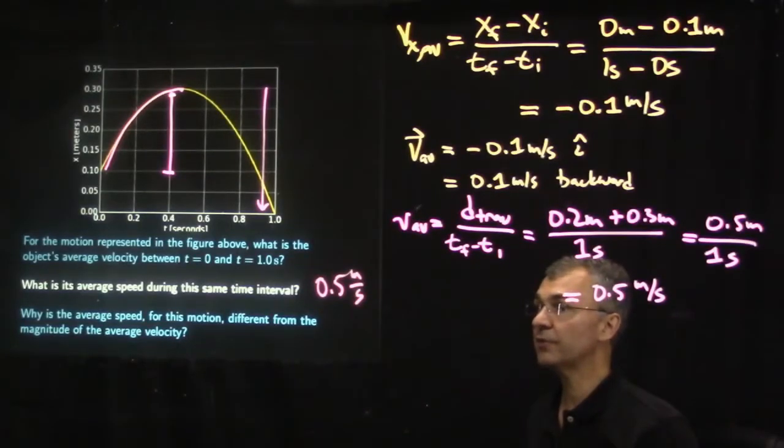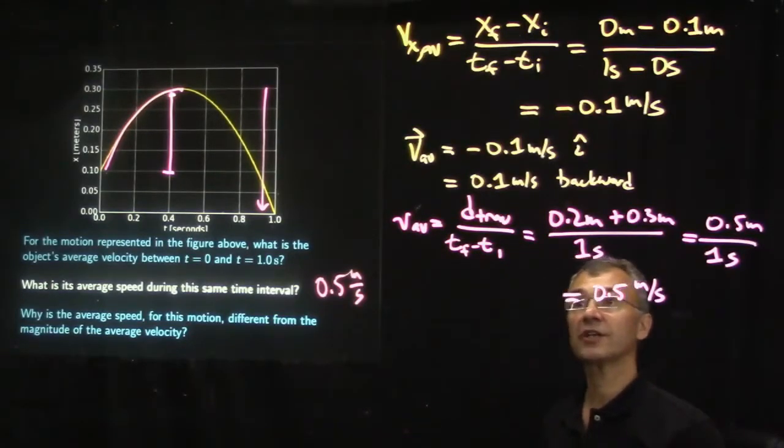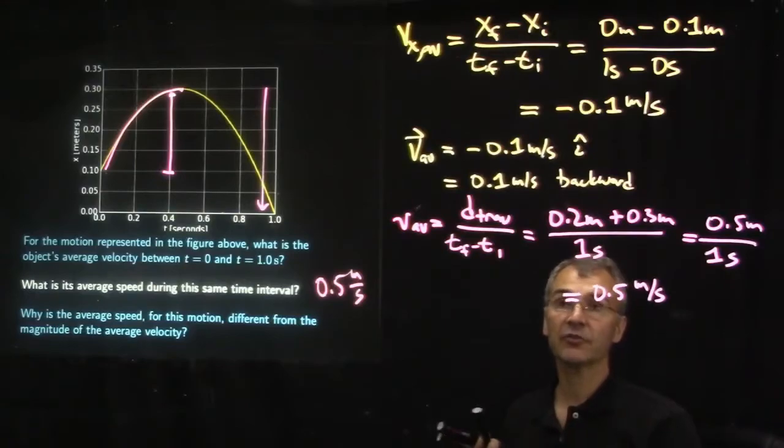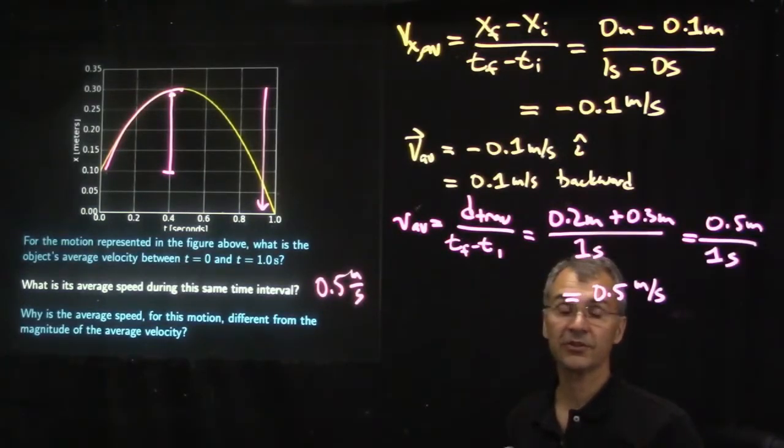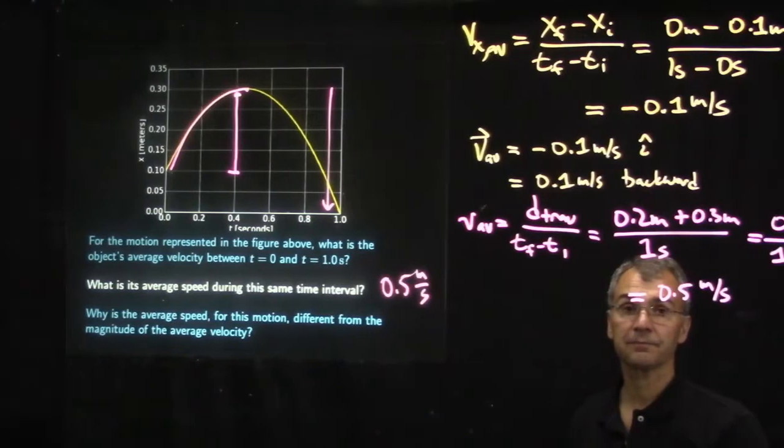Why is the average speed different from the magnitude of the average velocity? See, the magnitude of the average velocity is 0.1 meter per second, but the average speed is 0.5 meter per second. Why is that? Well, it's because it changed direction. So if it changed direction, then the average speed is different from the magnitude of the average velocity. That's just like if it changed direction, then the distance traveled is different from the magnitude of the displacement vector.